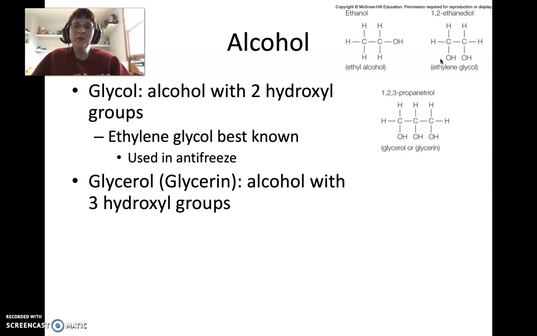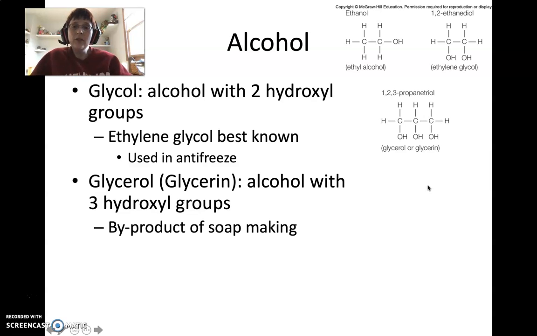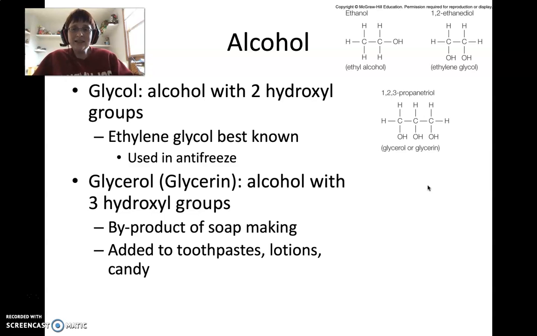If you have an alcohol with three hydroxyl groups, like you see down here, this is called a glycerol, or the common name is glycerin. And here's where it gets really weird. Ethyl alcohol, or ethanol, you can drink in small quantities. It's okay, but large quantities are toxic. Ethylene glycol, toxic. Glycerol, or glycerin, is a byproduct in soap making. We get this when we make different types of soap, and this is not toxic, at least in modest amounts.